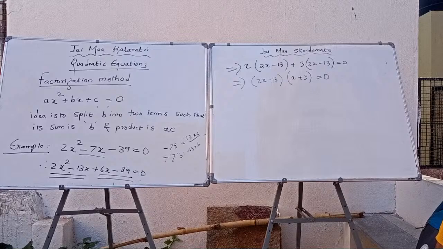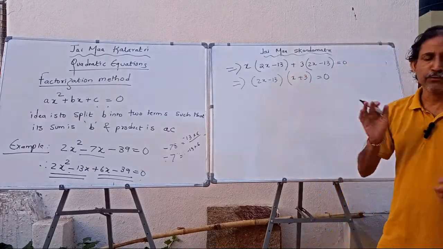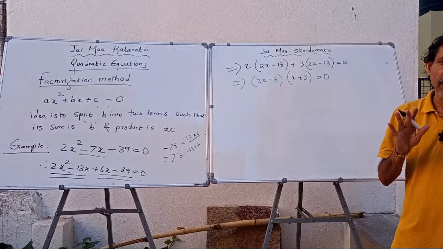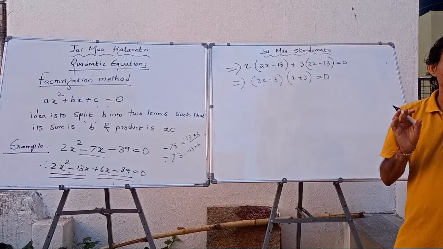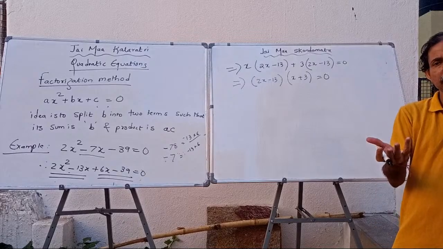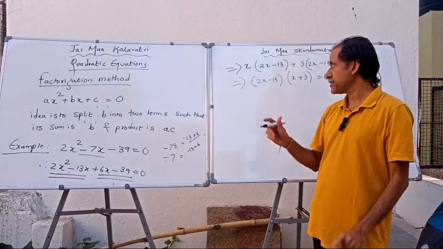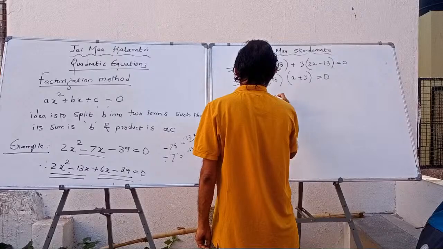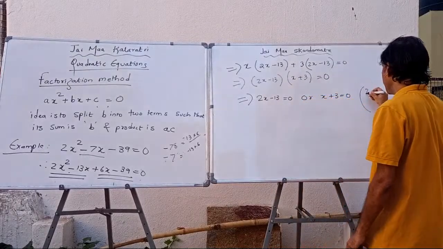All right. So this is fine. Now, when you multiply two numbers, the product is 0. So what does that mean? Can you tell me any two numbers which you multiply will give you 0? Which means one has to be 0. Two non-zero terms will never give you 0. 2 into 5, 10, not 0. 5 into 5, 25, not 0. 5 into 0, 0. So either one of them has to be 0. Zero product rule implies 2x minus 13 is equal to 0, or x plus 3 is equal to 0.